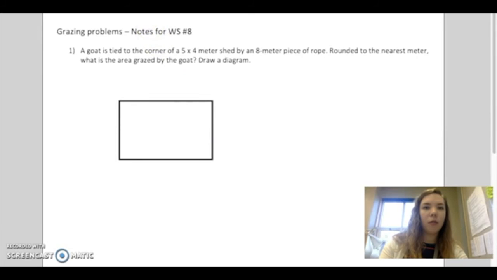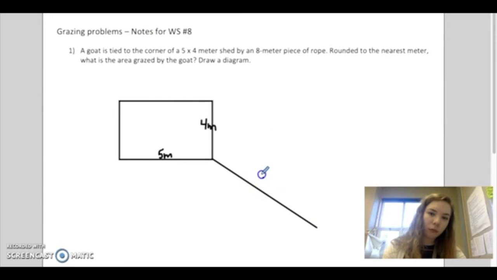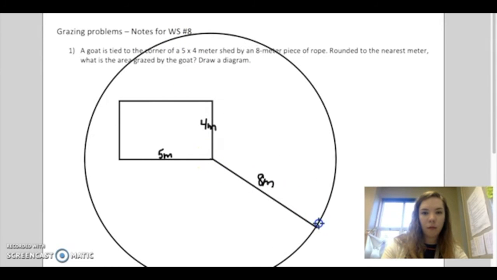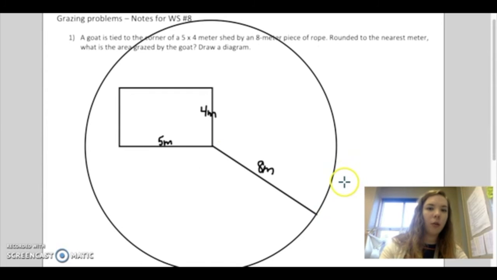So we'll say that this is 4 meters, this is 5 meters, and then there's an 8 meter piece of rope. So we'll say that's about right. Again, not to scale. And then essentially, if there's a goat on the end of this rope, they can eat in a full circle. This is like a radius. Okay, they can graze this whole area.